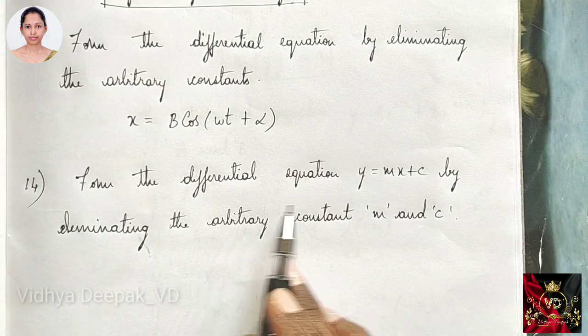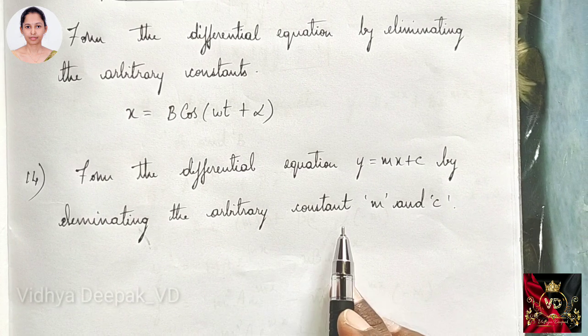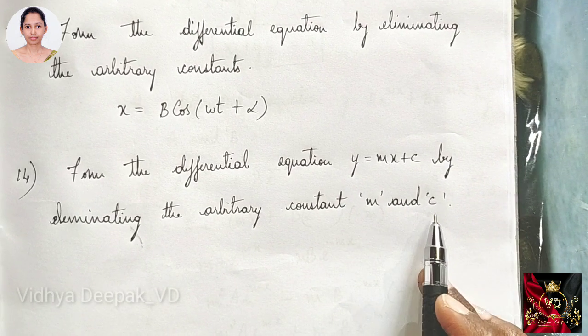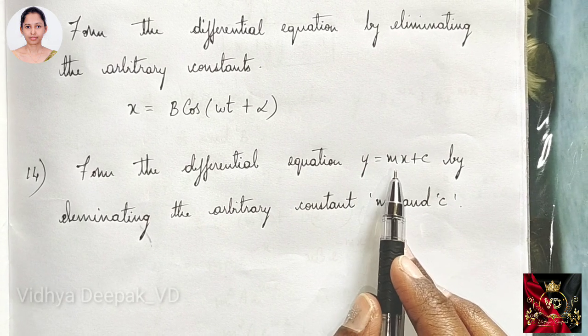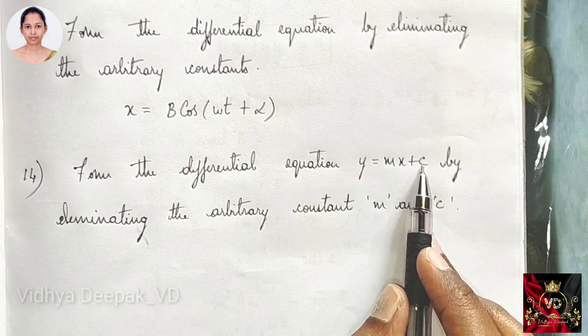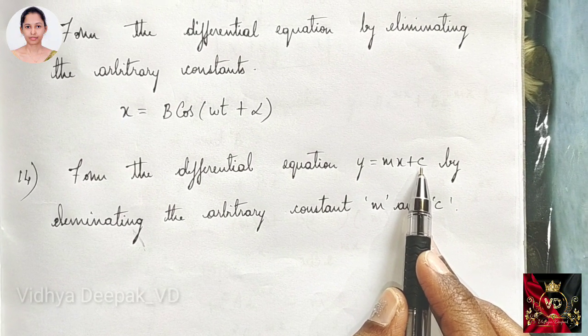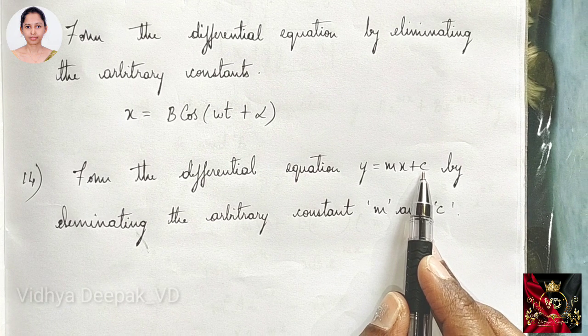Then form the differential equation y is equal to mx plus c by eliminating the arbitrary constants m and c. We have done a similar problem of this kind also, y is equal to mx, right? So there we had only one constant. Here we have 2 constants. So 2 derivatives, right? So by next class, try these problems.